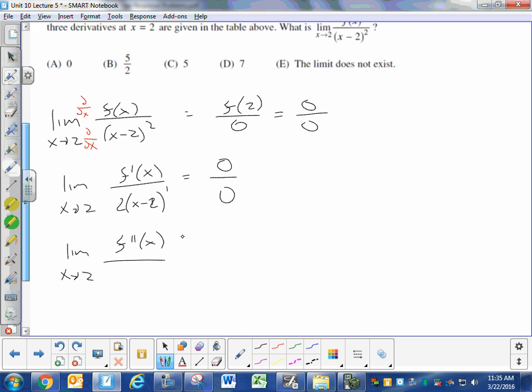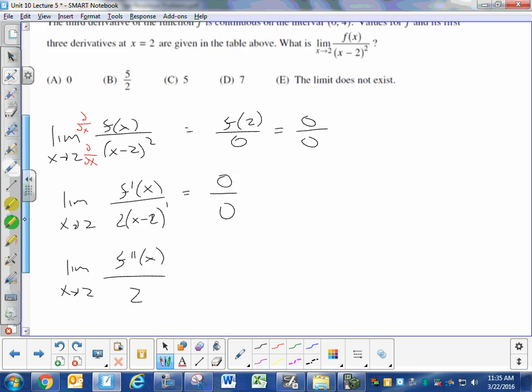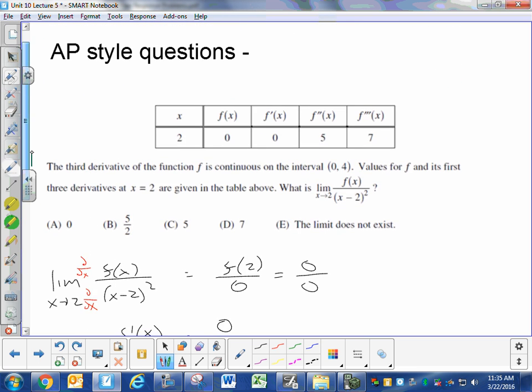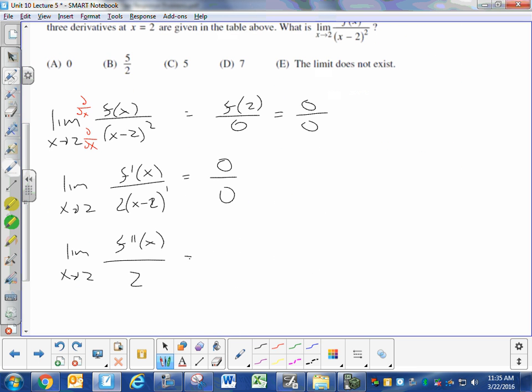A lot of your quiz questions will be like this. This is just 2x minus 2. The derivative of 2x minus 4 is just going to be 2. F double prime of 2 is 5. 5 halves is the answer B.